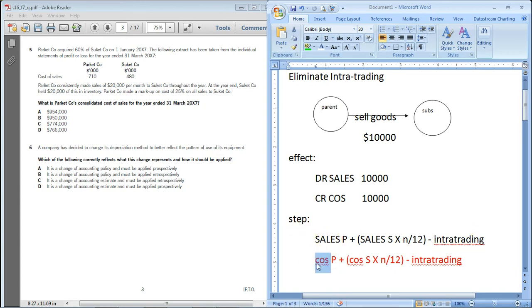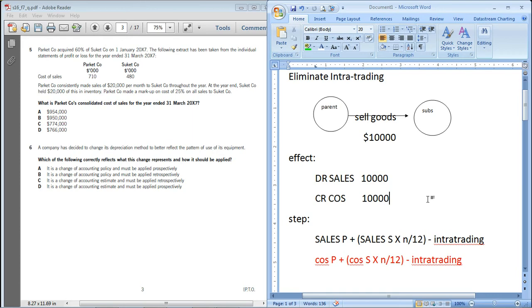I'm focusing on the statement of profit and loss. For cost of sales, parents plus consolidated subsidiaries, as mentioned just now, you have to apportion it. Maybe you acquired the subsidiaries in the middle of the year, so you can only consolidate half of the year, and minus intra-trading as well. Debit sales means you minus the value, credit COS means you minus it here as well. So this is the basic understanding of the intra-trading effect.